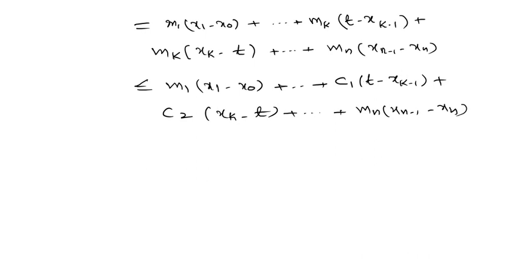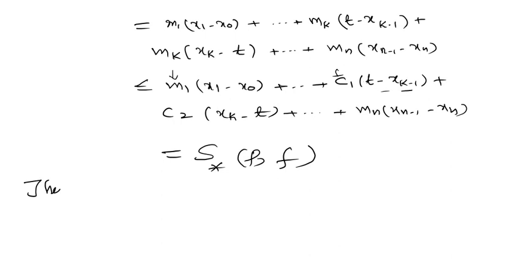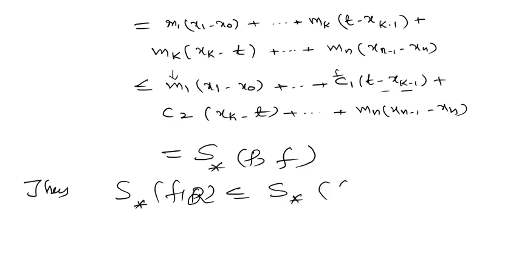Now look, these points x0, x1, x2 and so on, then xk minus 1, t, then t, xk, and so on, they are the partition points of the partition p, and these are the same infimums over those sub intervals. Okay, so by definition it's equal to the lower sum of f with respect to p. Not less, it's exactly equal. That's the definition of lower sum. So thus we have the lower sum of f with respect to q is less or equal to the lower sum of f with respect to p.